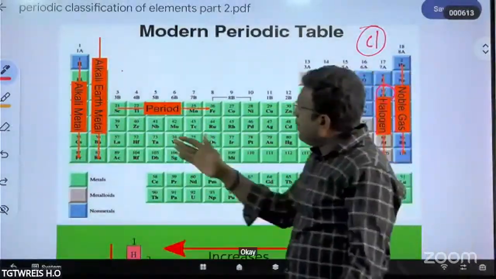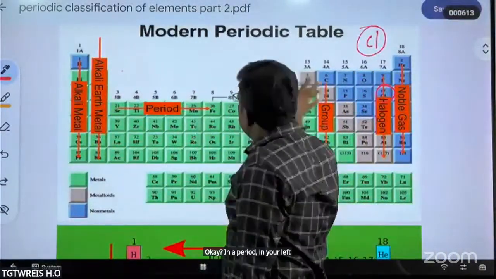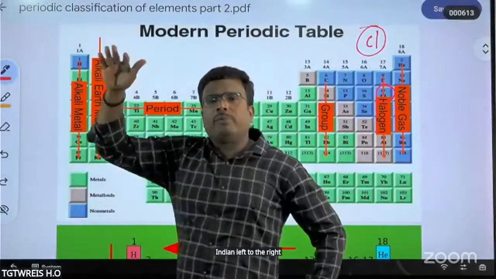Okay, in a period, from left to right, metallic nature will gradually decrease.